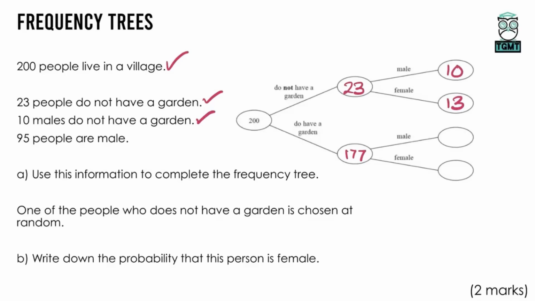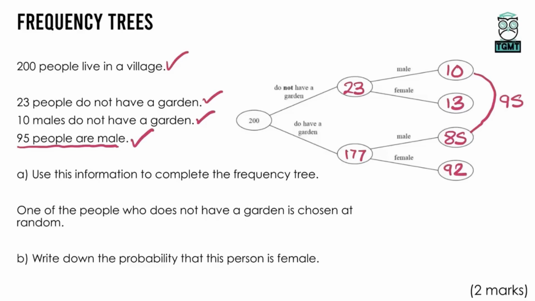It says 95 people are male. So this one here doesn't give me a number to put in straight away, but it does tell me that these two circles here that have the males in have to add up to 95. Well, I have 10 in that top circle, so this one has to be 85. And there we go, we're done with that. There's 177 people that do have a garden. 85 of them are males, so if we take away the 85, that leaves us with 92 in the female circle. And there we go, we've completed the frequency tree.